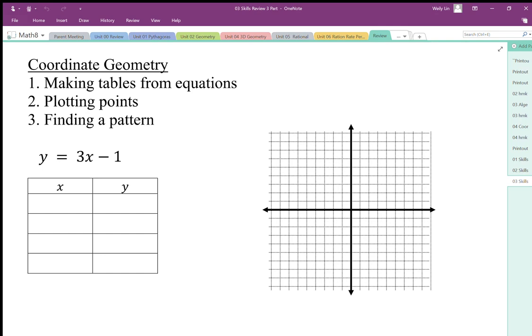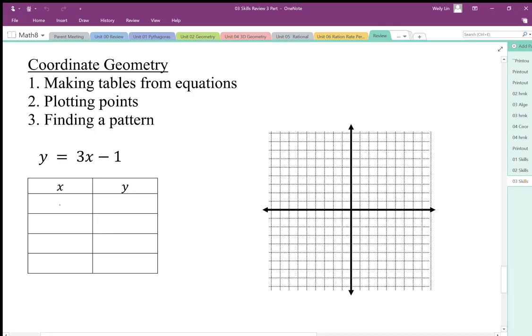To graph relationships, we need to go over the following three skills: to be able to make a table of values from the equation, plot points on the graph, and then find the pattern that connects the points. And in our cases, we're going to be looking exclusively for straight line patterns.